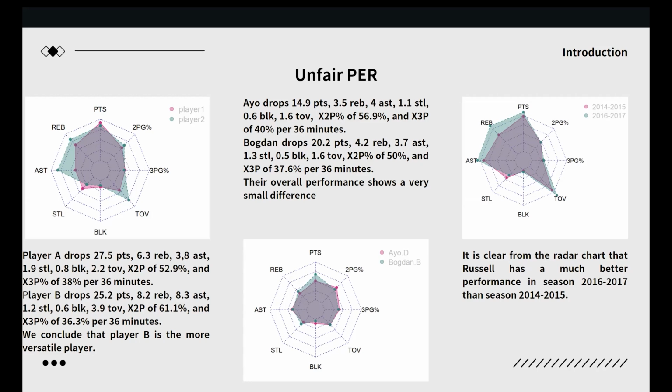Russell made 842 baskets in season 2016 to 2017 and 647 in season 2014 to 2015. By contrast, AO made 339 baskets and Bogdan made 428 baskets in season 2023 to 2024. In the basketball world, no player can make a higher shot percentage with more shots attempted. In conclusion, players who make fewer mistakes are unreasonably favored by PER. They have higher PERs than players who have more versatile data but make more mistakes.